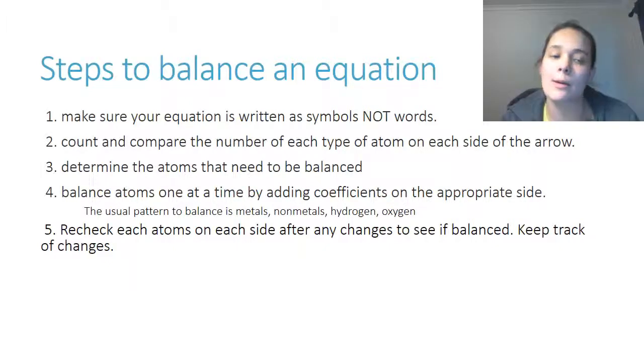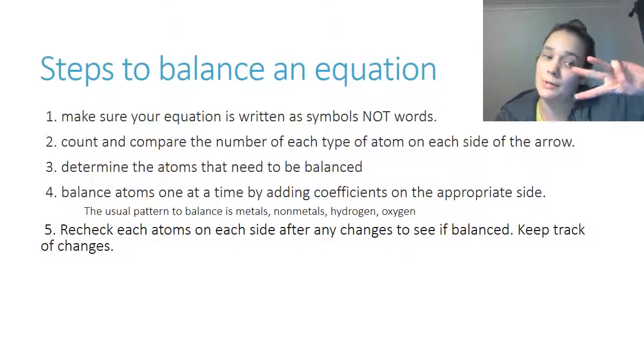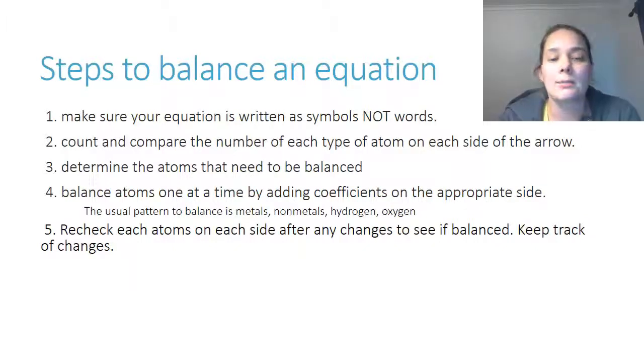Then you need to see where the numbers aren't the same, and this is where step 3 comes in. You need to determine the atoms that need to be balanced. So in some cases, some of them will already be balanced, so you don't need to change them. But in changing other ones, it will disrupt how many of other elements that you have.